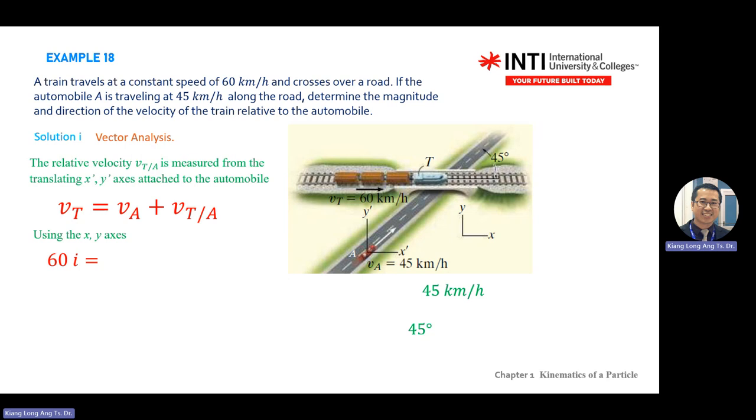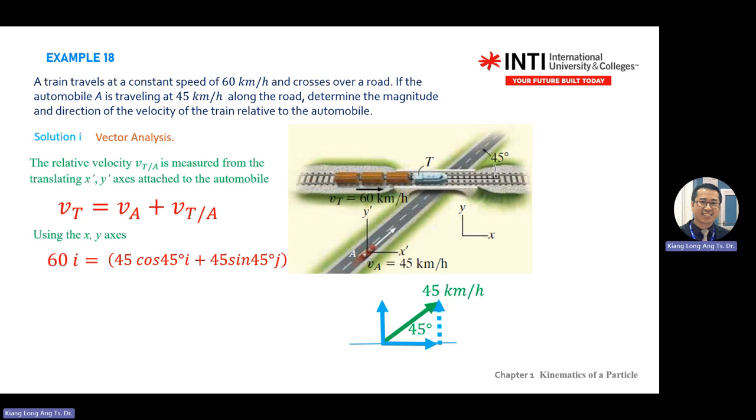VA, what about VA? How do you write it in i and j? So you have a vector, you have 45. So split the VA into X direction and Y direction. Okay, so VA equal 45, what? Cos or sine? X is cos. So 45 cos 45 i plus 45 sine 45 j is the one that splits the vector of A into X and Y.